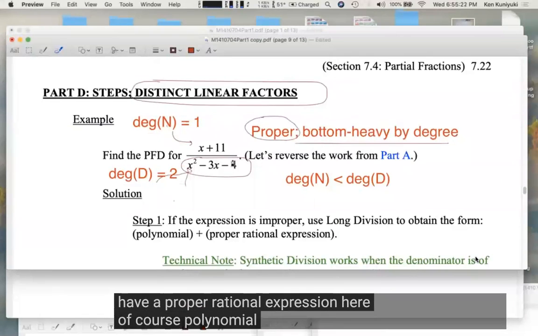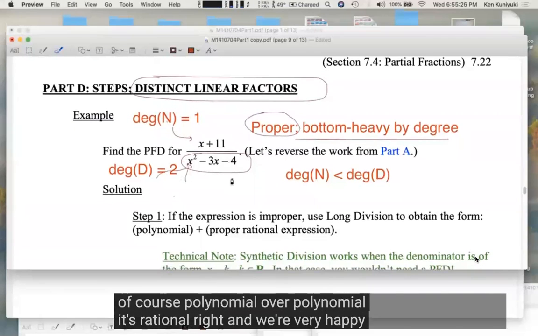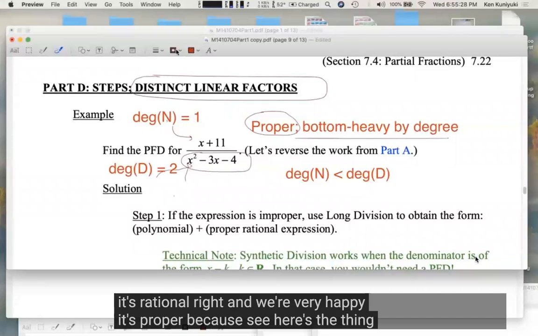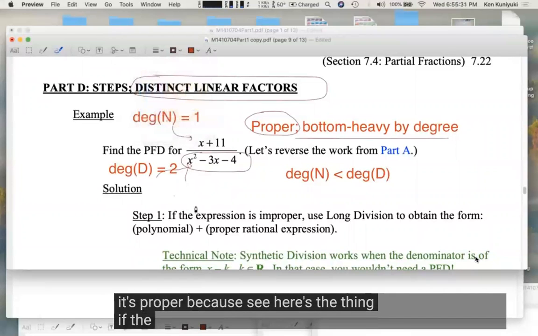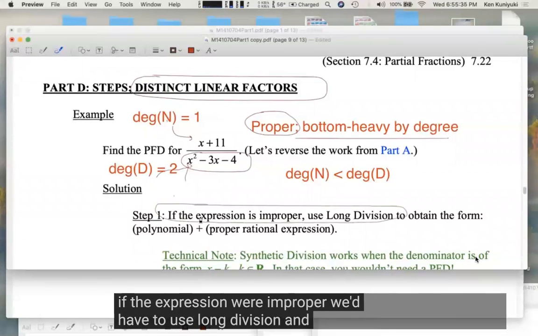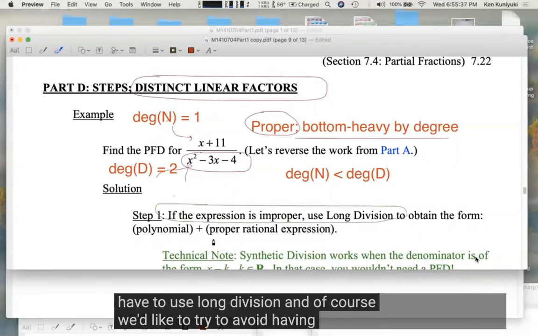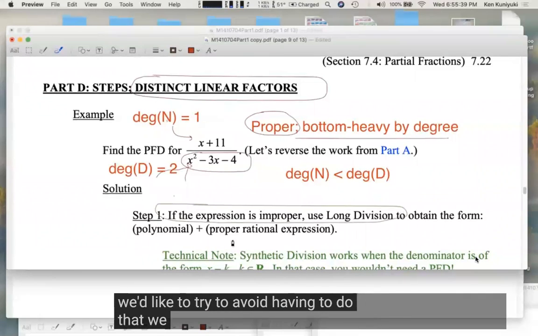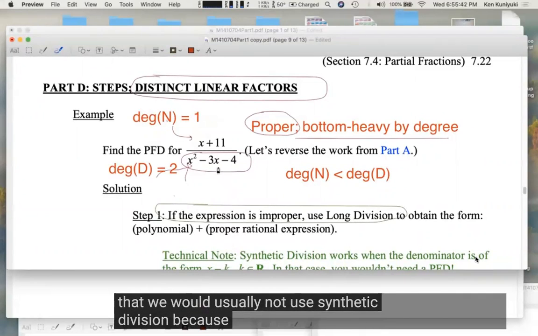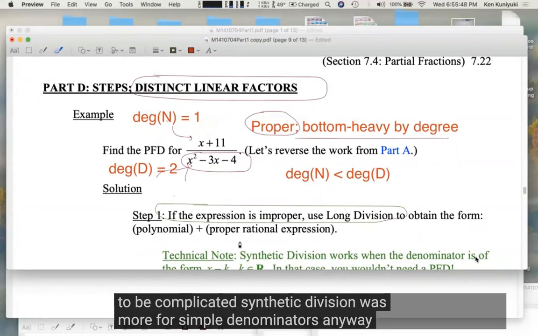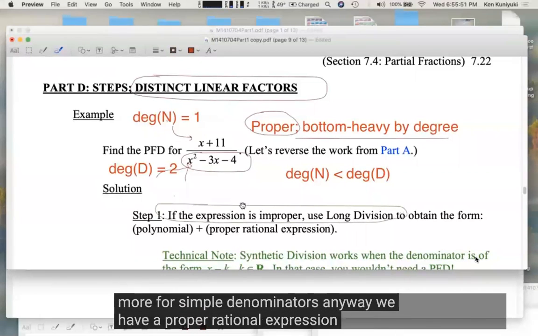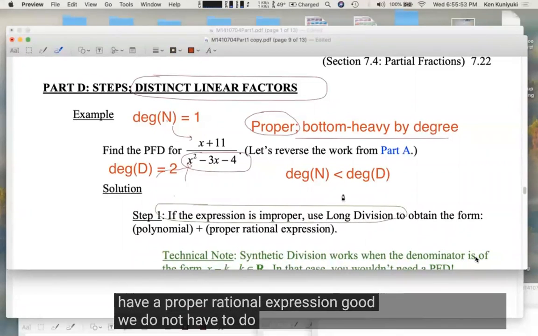Of course, polynomial over polynomial, it's rational, right? And we're very happy it's proper because, see, here's the thing. If the expression were improper, we'd have to use long division. And of course, we'd like to try to avoid having to do that. We would usually not use synthetic division because the denominator tends to be complicated. Synthetic division was more for simple denominators. Anyway, we have a proper rational expression. Good. We do not have to do long division.